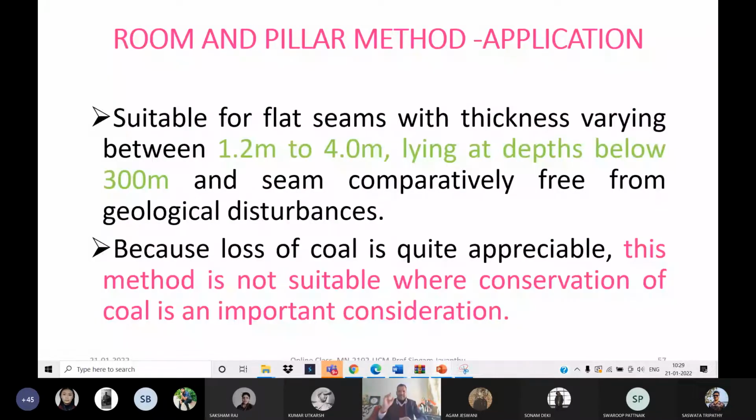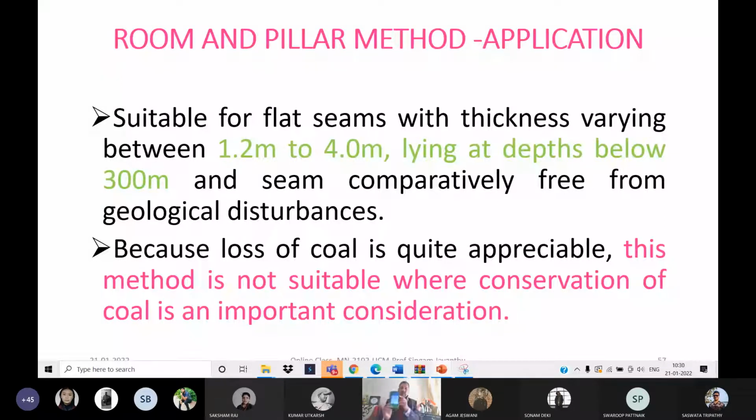When it comes to its application, this is suitable for flat seams with thickness varying between whatever 1.2 to 4. Don't worry when it is written 1.2 or 1.8 and all. There are seams, even you may note down somewhere, even in some country, thick seam. I hope you must have already read about what the meaning of thick seam is. Who can say what is a thick seam? Anybody?